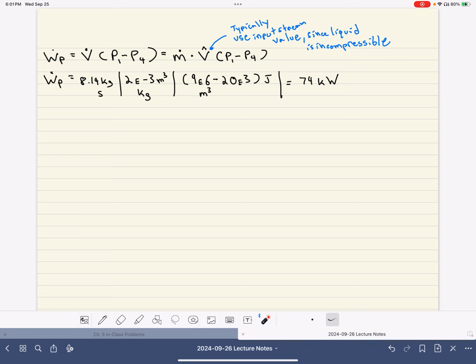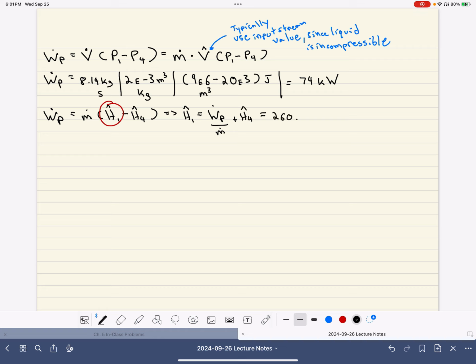In any case, now that we have the pump work, we could go back to our energy balance. And at this point, we now are only dealing with one unknown. So H1 is just going to be equal to WP dot over M dot plus H4. What we get is H1 is just equal to this. So we have our H1 value.